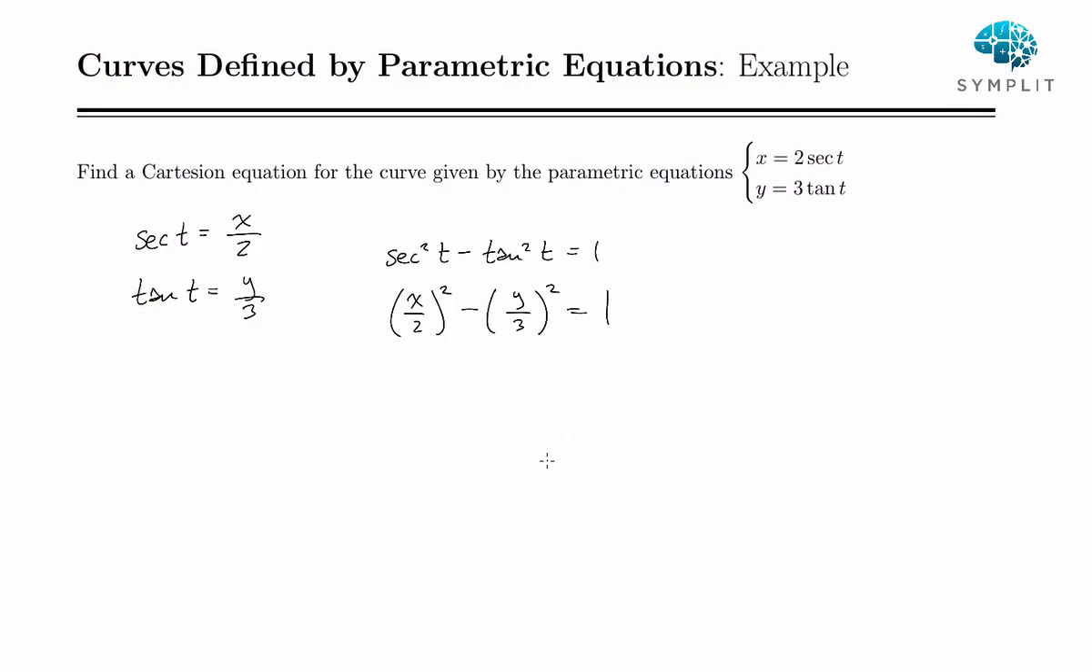However, do notice that we have some restrictions placed on our variables. Notice that secant is never between -1 and 1, meaning secant is always greater than 1 or it's less than -1. So that means that x must be greater than 2 or less than -2. Okay, and I guess it can equal. So we have that restriction here.